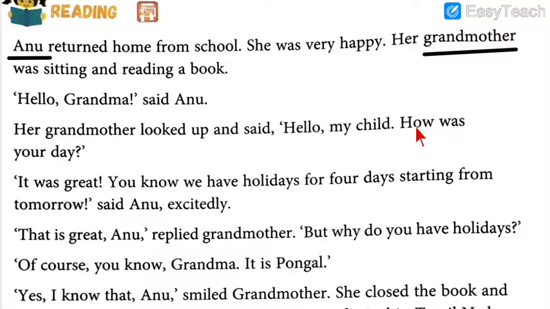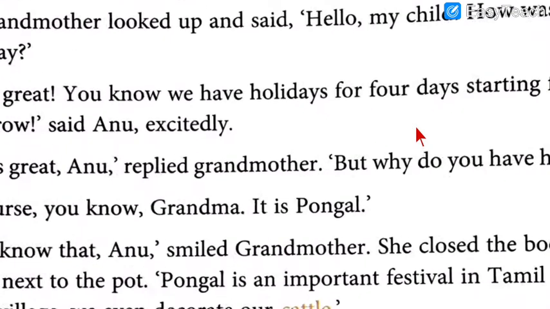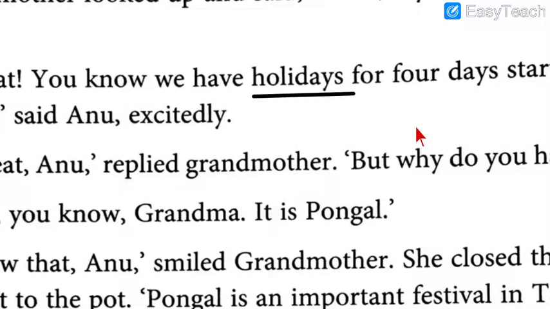Now, here the hard words are holidays and excitedly. Please note down the hard words. Holidays, excitedly. H-O-L-I-D-A-Y-S, it is holidays.